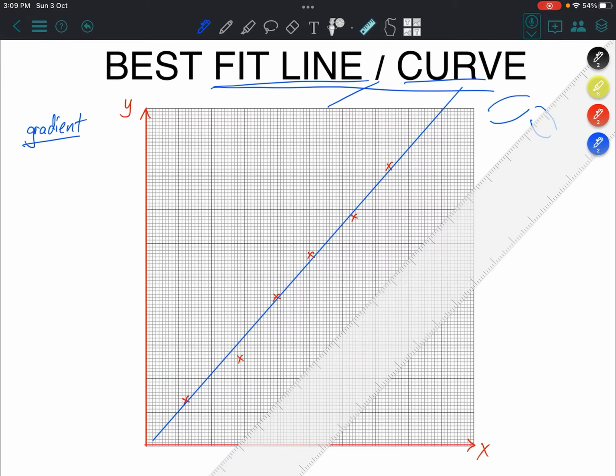Now another question that students like to ask is, do I need to pass through the origin? The priority is based on your points, based on your data, because there may be some limitation to the experiment setup that you have. And even though in theory you know that when there's no x, there's no y, so it should pass through 0, don't do that. Go by your data, by your crosses, not by your theory.